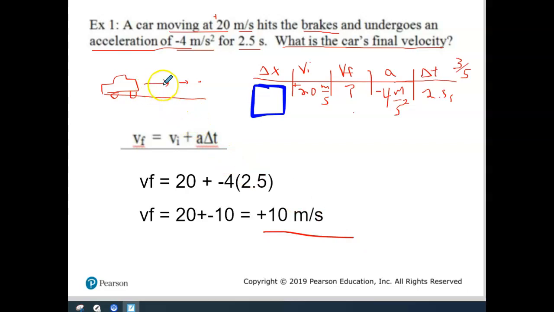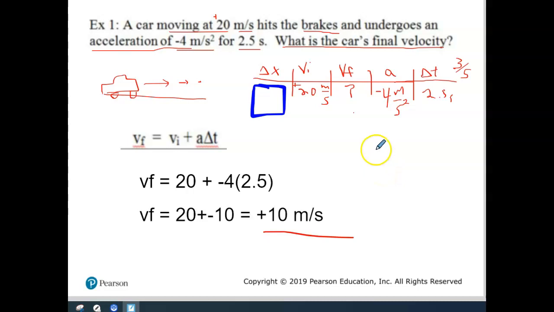+10, it seems to make sense. Yeah, the car's supposed to be braking, and braking would make it slow down, or the velocity to decrease is a better way to describe it more accurately. So the object value got smaller. So as time went by, we did that.